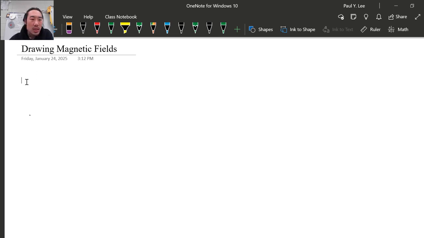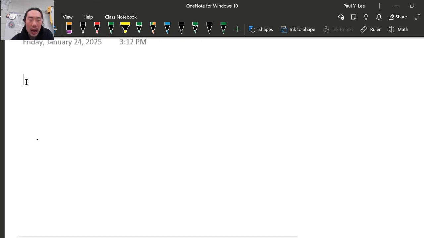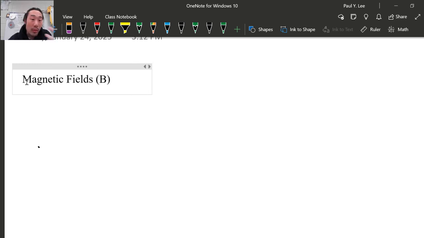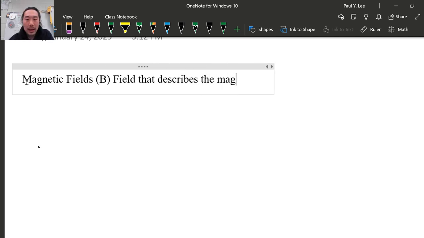So we discussed fields before in physics. We've come up with the gravitational field, which affects mass, electric fields, which affect charge, and of course now we have magnetic fields. By the way, the variable for magnetic field is the capital letter B. I'm not quite sure why we chose the letter B, but that's what we use. It is a field that describes the magnetic force on three things.